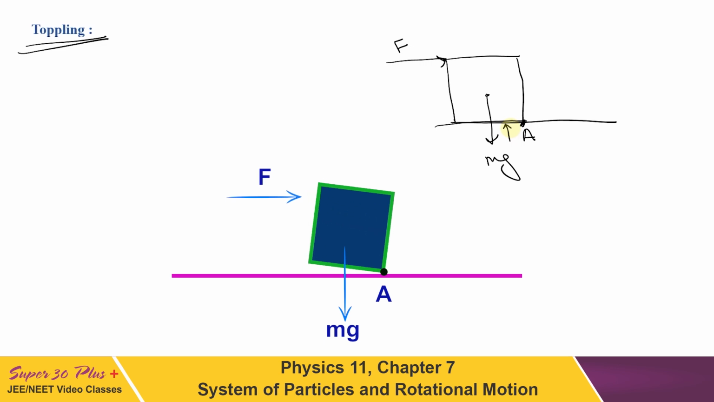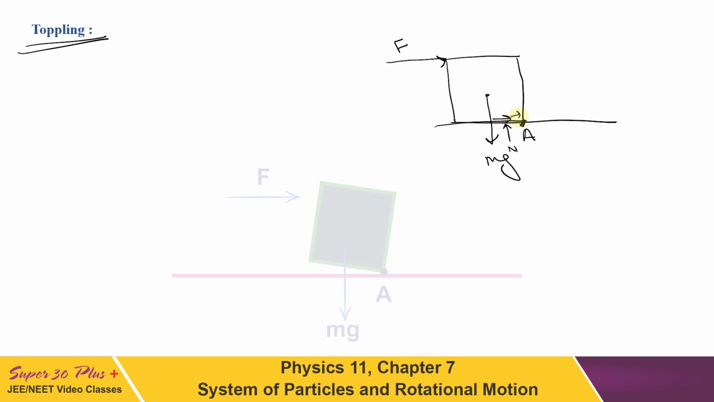So this normal can be shifted only up to point A. It will continue shifting till it reaches point A, and after that, if the torque is still not balanced about A, then the block, or the plate, will topple about A. This is called toppling. Let us consider one example based on this toppling.